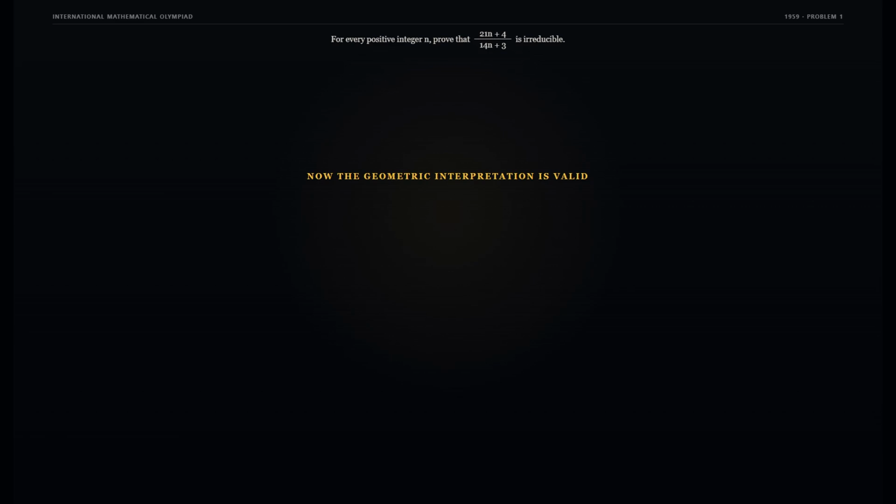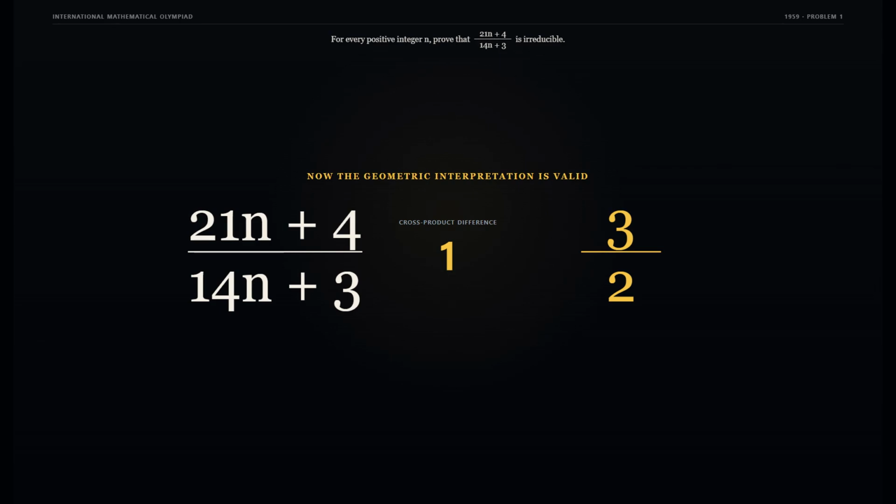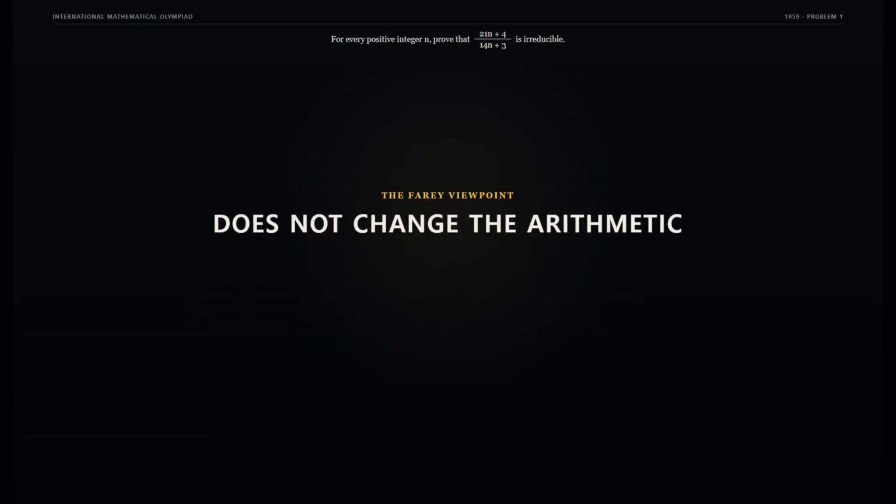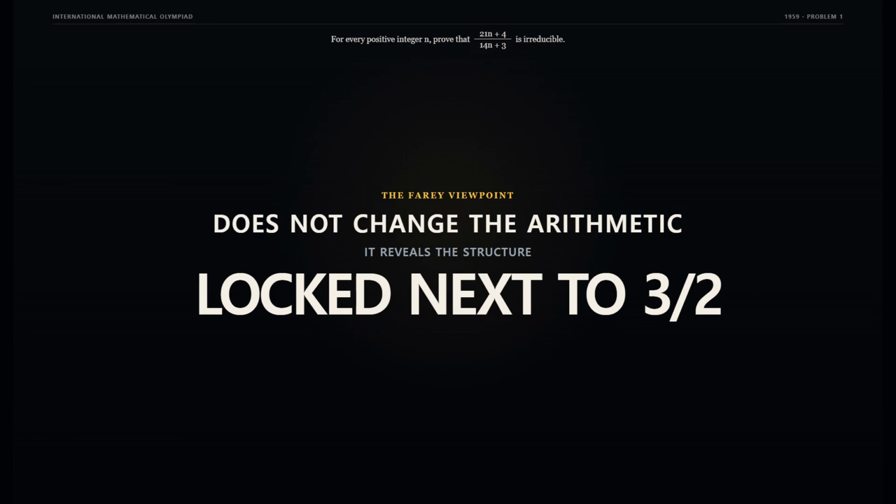Now the geometric interpretation becomes valid. Because the two reduced fractions have cross-product difference 1, the given fraction and 3/2 are neighbors in an appropriate Farey sequence. The Farey viewpoint does not change the arithmetic. It reveals the structure hidden inside it. The original fraction is locked next to 3/2 by a determinant of 1.